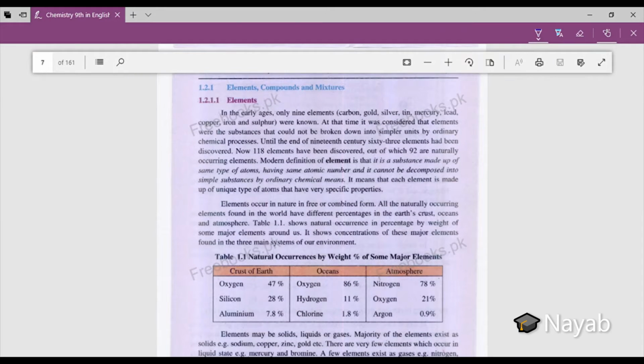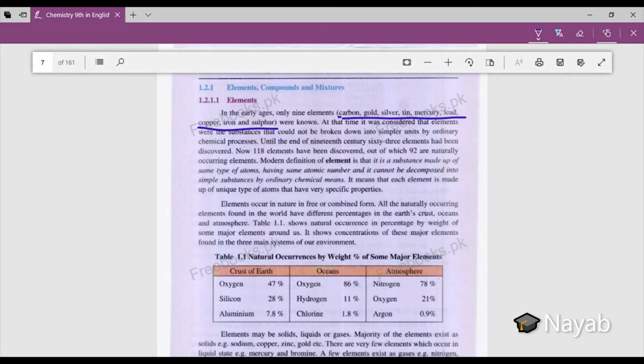So elements, in the early age, only 9 elements, carbon, gold, silver, tin, mercury, lead, copper, iron and sulfur were known. So these are the 9 elements that were discovered at the early ages. At that time it was considered that elements were substances that could not be broken down into simpler units by ordinary chemical processes. People thought that things that are not broken into simpler units are known as elements.